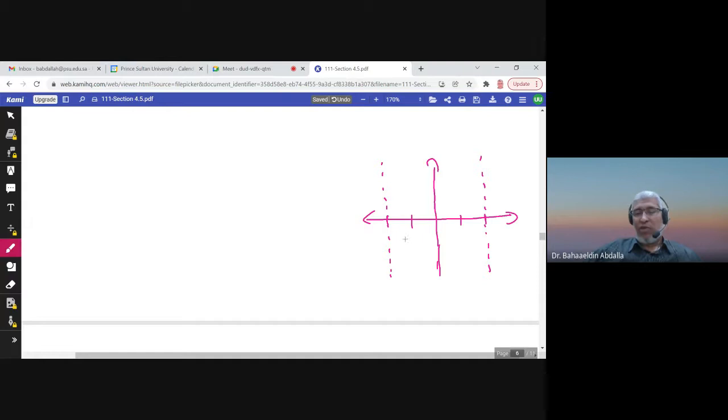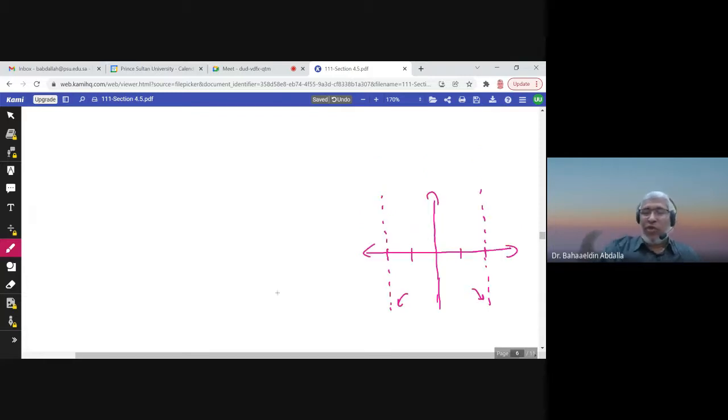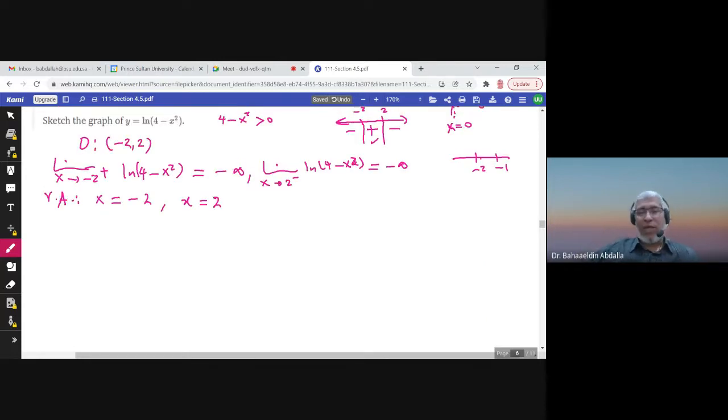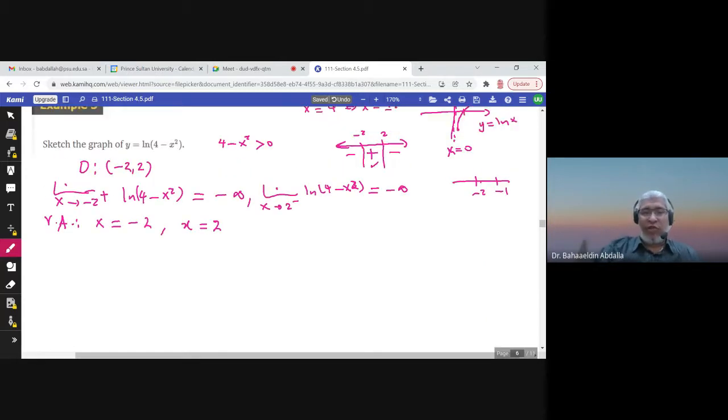So when x approaches 2 from the left, the graph goes to negative infinity, and approaching negative 2 from the right, the graph also goes to negative infinity. That's valuable information. Okay.